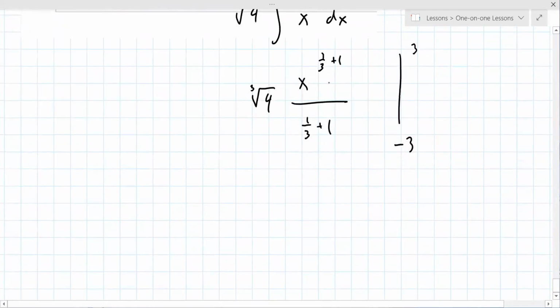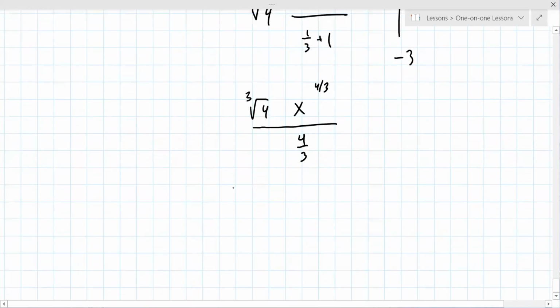Okay, so let's just get this top part. So this is the cube root of 4, x to the 4/3 power over 4/3. Whenever you have a fraction at the bottom, you multiply by the reciprocal. So it's 3/4 cube root of 4 x to the 4/3 evaluated from -3 to 3.